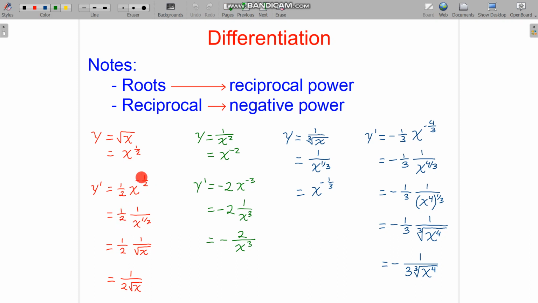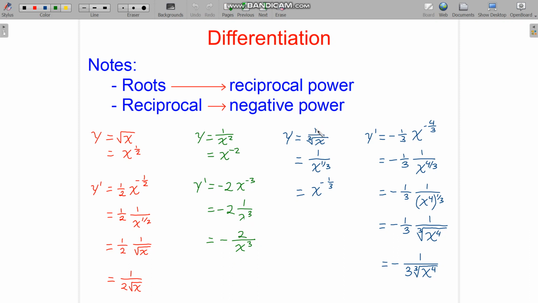x to the power of negative 1/2 is the same as 1 over x to the power of 1/2, and x to the power of 1/2 means the square root. So we can also say this is the y prime. Reciprocal, 1 over x squared, is the same as x to the power of negative 2. So the derivative is negative 2 times x to the power of negative 3, which is the same as 1 over x to the power of 3, so it's minus 2 over x cubed.